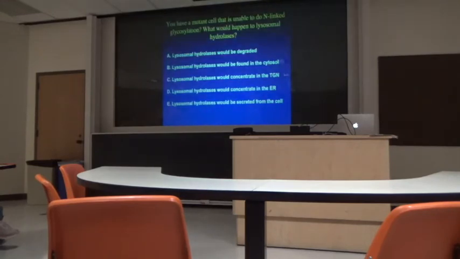Okay, so let's go to this clicker question. You have a mutant cell that's unable to do N-linked glycosylation. What would happen to the lysosomal enzymes?